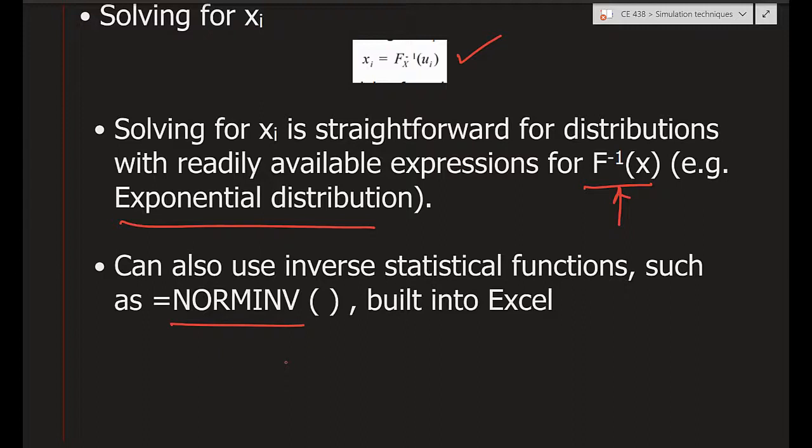So we stop here. In the next class we'll discuss a little bit more about Monte Carlo simulation. That is another example of a simulation.